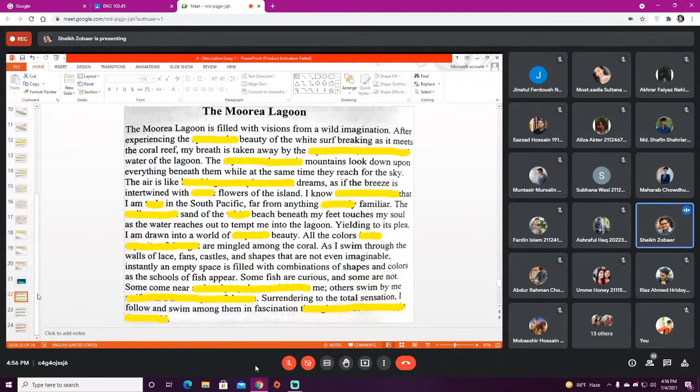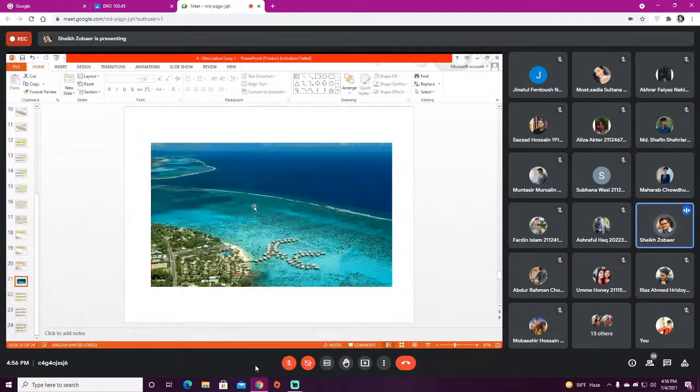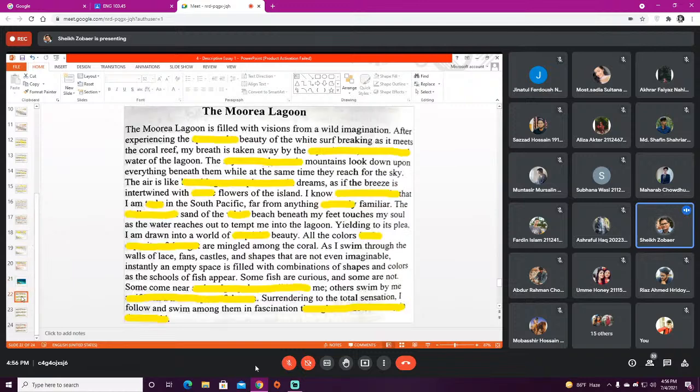So the paragraph is Moria Lagoon. Now, what is a lagoon? If you Google the word lagoon, it will show you the meaning. Basically, a lagoon looks mostly like this. It's a small body of water, usually on an island, or close to an island. But there could be other meanings. So lagoon is a body of water, basically, like a small lake. Okay, so this is the paragraph where the Moria Lagoon is described.